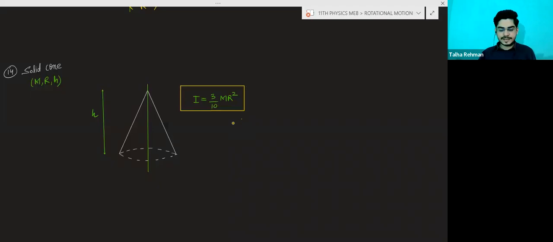And in the next class, we will take some questions based on these moments of inertia. At least these moments of inertia you should learn. So we have three categories of object: one dimensional, two dimensional, and three dimensional.